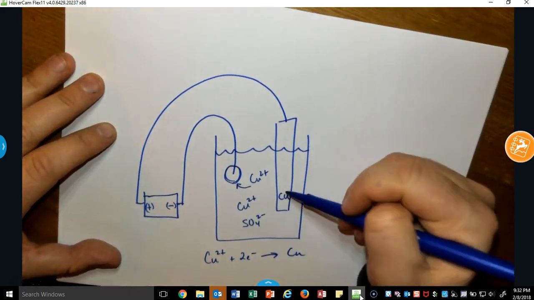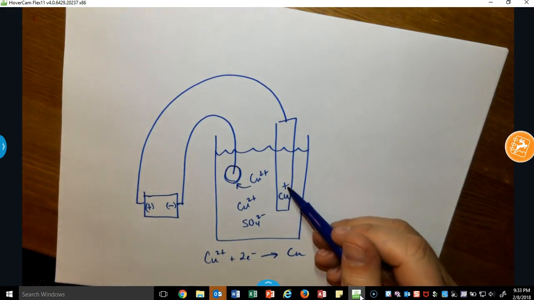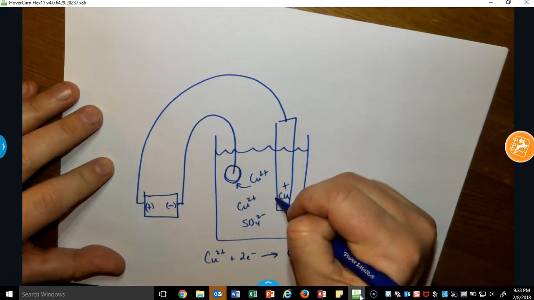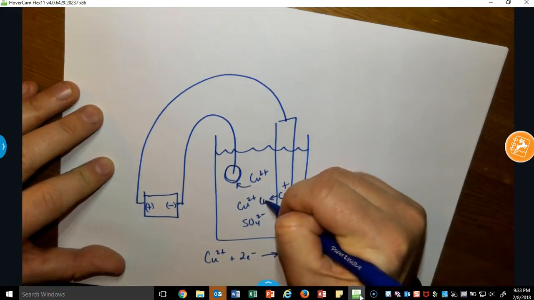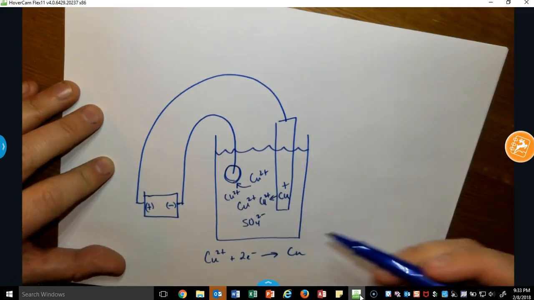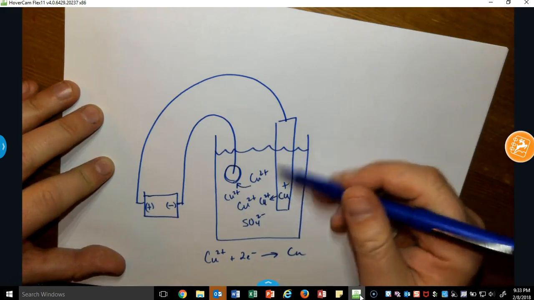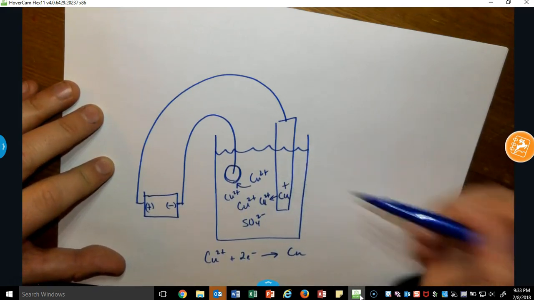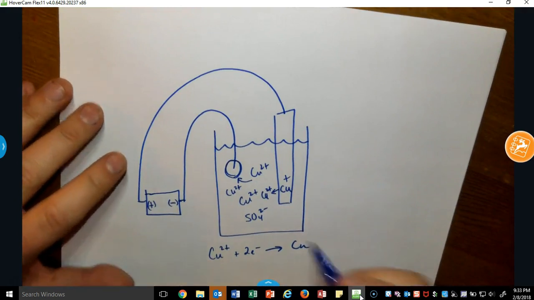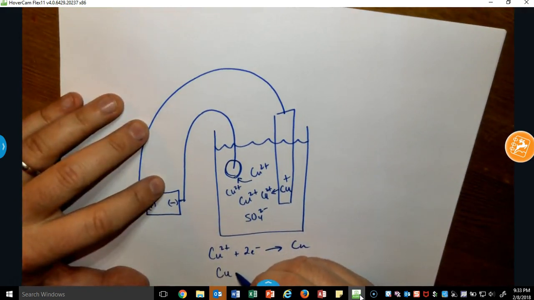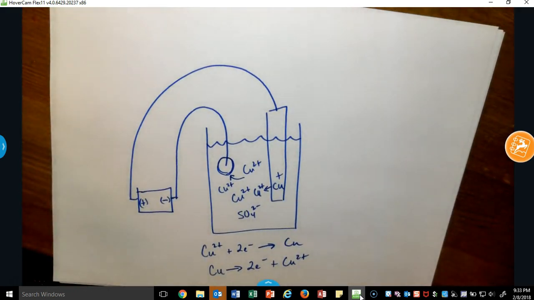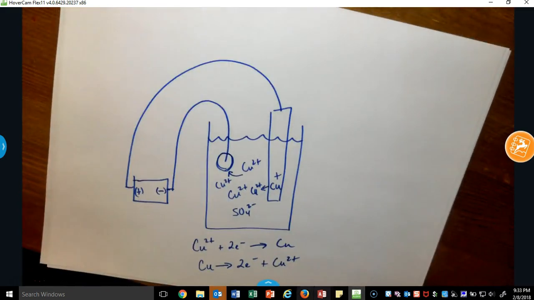Right? Now at the anode, we know oxidation is going to occur. So at the anode, copper metal will produce more copper ions and keep the solution filled with copper ions. Right? Now, what you're going to see over time is the size of that copper electrode decrease because the copper in it is being converted into copper ions. So what's happening there is copper metal is being converted into copper 2 ions. Right? And that's how electroplating works with an electrolytic cell.